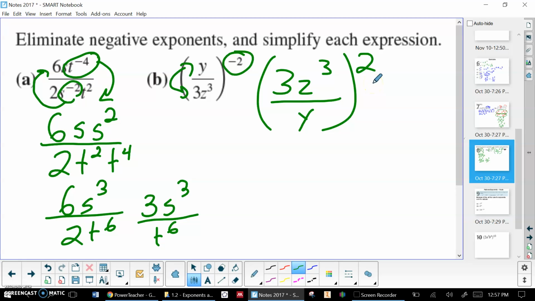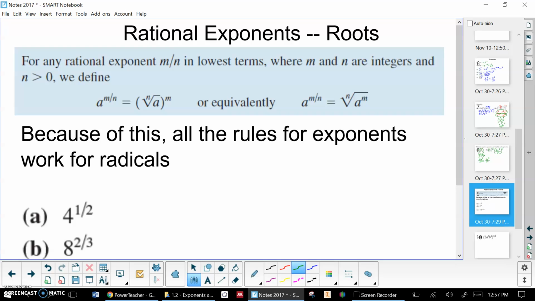Okay, the last part of this is going to be our rational exponents. Rational exponents are just roots. And so again, this is a really important thing that you should definitely have written down. If you see a rational exponent, it can be written either way.